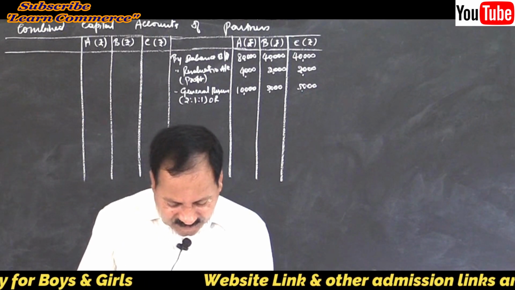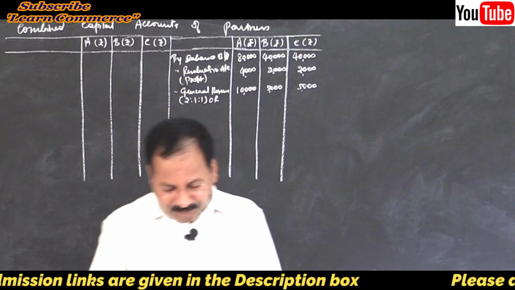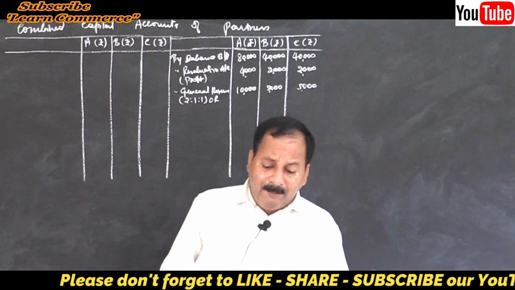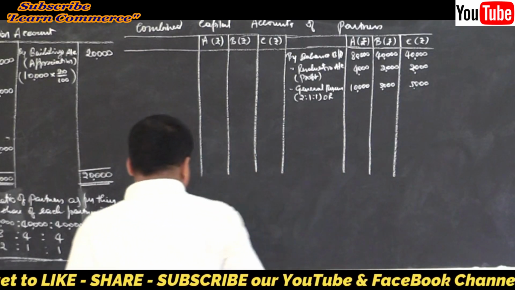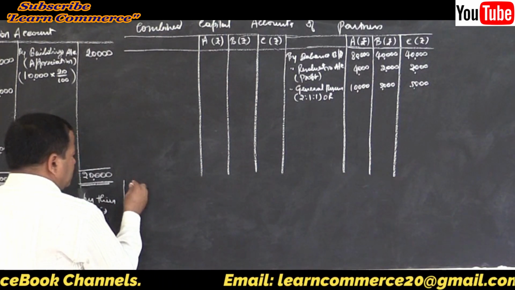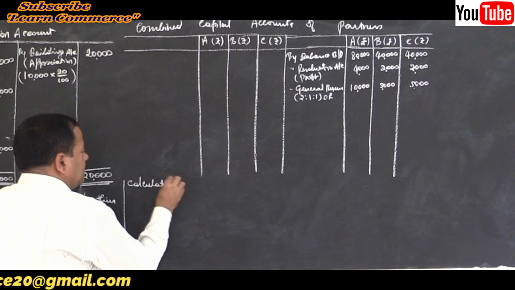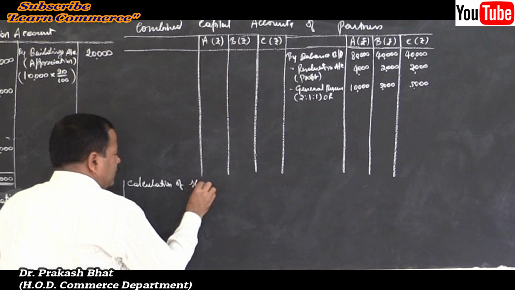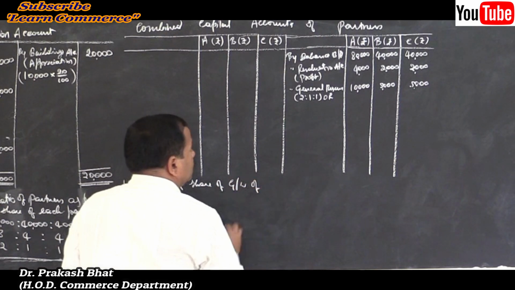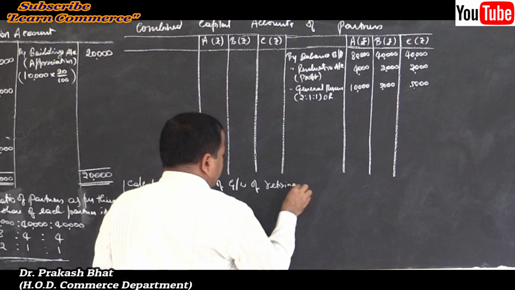Then anything else? On the asset side, nothing is there, right? So goodwill treatment is there. The retiring partner's share is adjusted through the capital accounts of the remaining partners. Now let us calculate here. Goodwill, working note number 2: calculation of share of goodwill of the retiring partner.